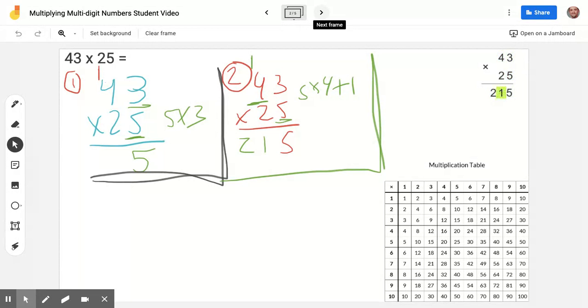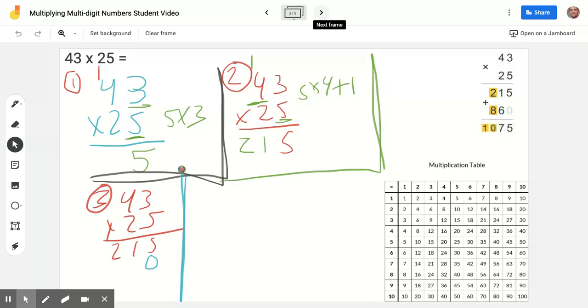Now we'll go to step 3. So we have 43 times 25. We have 215. Now we are going to put a 0 here. This is not magical. That's all of step 3. That 0 does not represent nothing. We're not going to be multiplying by the 2 here. That 2 means 20, and that's the 0 and 20 right there. That's what the 0 is. So they call it a magic 0. It's not that magical. It's actually extremely important.